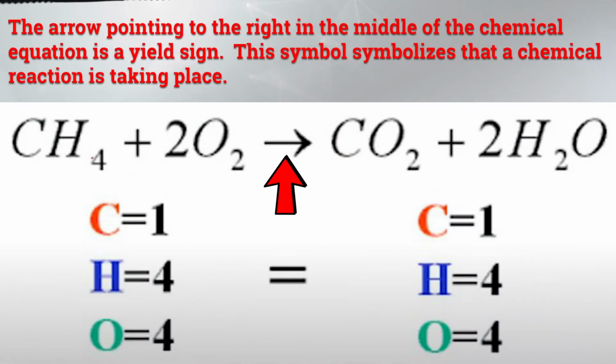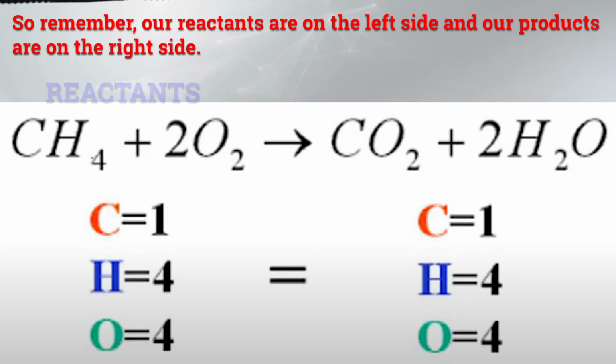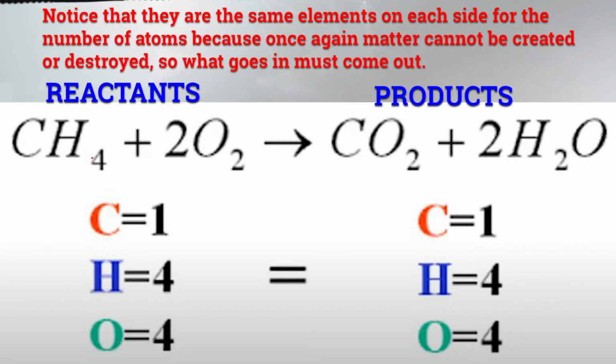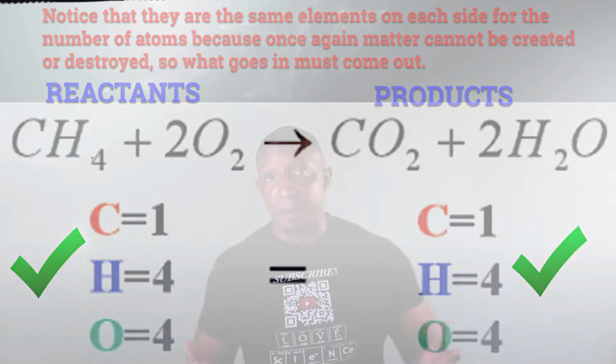The arrow pointing to the right in the middle of the chemical equation is a yield sign. This symbol symbolizes that a chemical reaction is taking place. So remember, our reactants are on the left side and our products are on the right side. If you notice, our number of reactants are listed below the reactants, and the same thing for our number of products. Notice that they are the same elements on each side for the number of atoms, because once again, matter cannot be created or destroyed, so what goes in must come out.